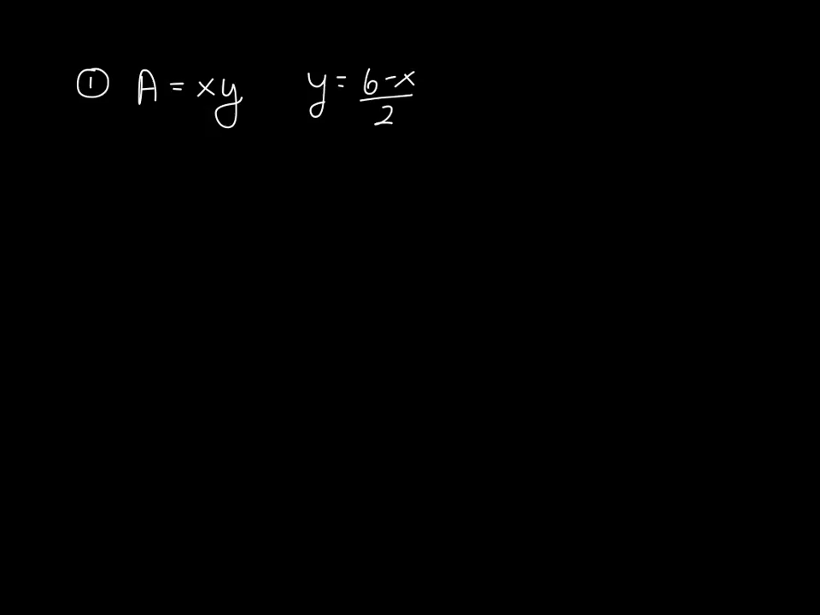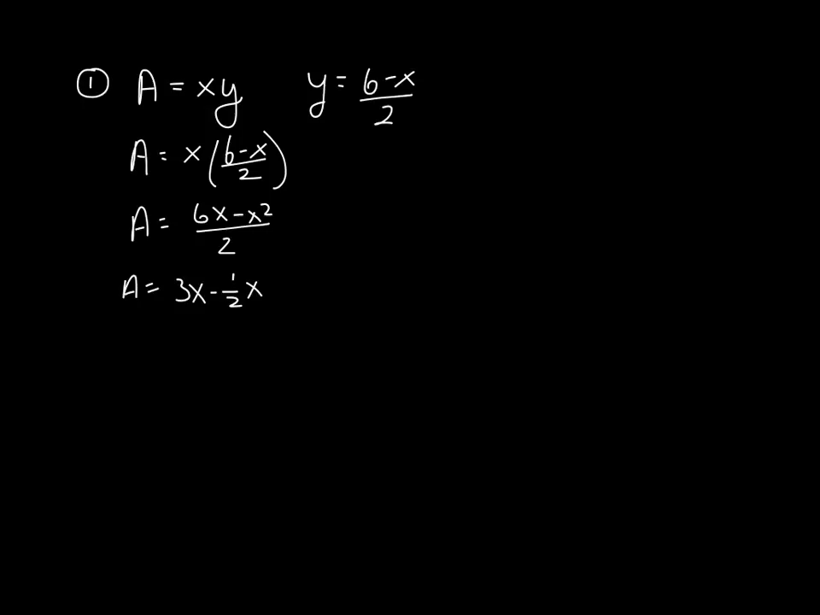So we've got a relationship between x and y, so we will rewrite A. I'm going to write it in terms of x. So we've got (6 minus x) over 2. And then I think I want to write this as, let's say, (6x minus x squared) over 2, which is just 3x minus 1/2 x squared. So now let's go ahead and find our critical numbers.